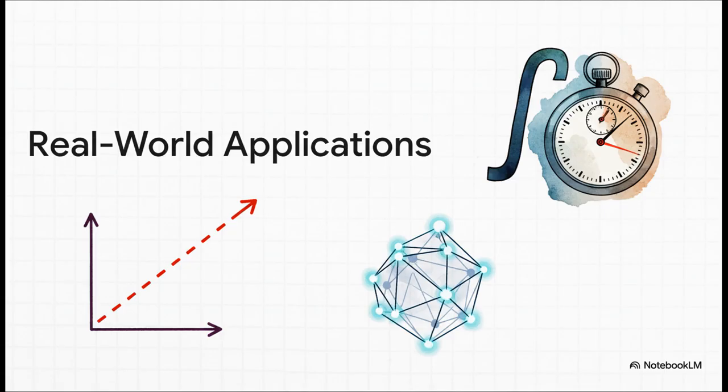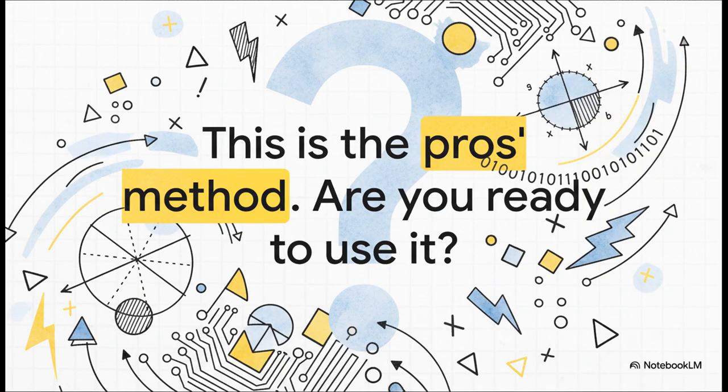It's also all over computer graphics. Think about it. A line on a screen is defined by 2 points, 2 vertices. The computer doesn't care where the y-intercept is, especially if it's 1,000 pixels off the screen. Point-slope lets you work directly with the points you actually have. So there you have it. You've just learned the method that actual mathematicians and programmers use because it's direct, it's fast, and it's powerful. This is the pro's method. The only question left is, are you ready to use it?